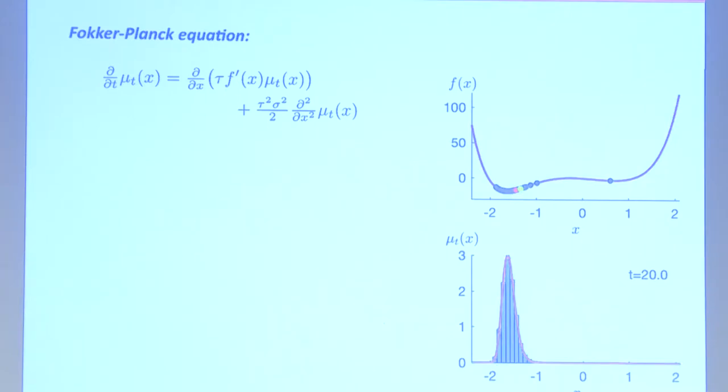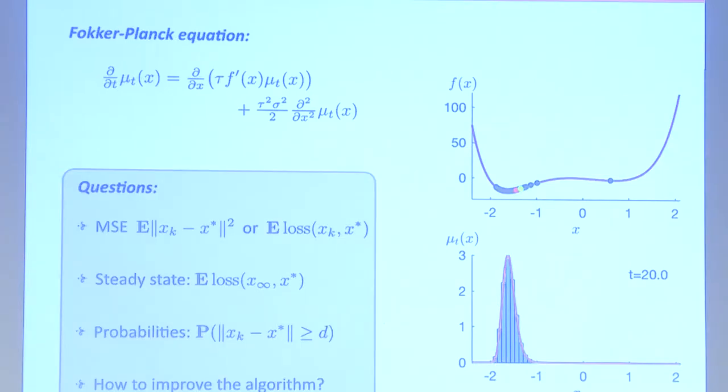Okay. And of course, having this information allows us to analyze this algorithm at very, very detailed levels. For example, we can know what the MSE, mean squared error, of the estimate is at any given step k. We can consider, instead of L2 loss, arbitrary loss functions, steady state loss, or the probability question: what is the probability that we are away from the global minima after running this algorithm k steps? All of these questions can be answered by looking at the solution of this Fokker-Planck equation, which, again, only involves one spatial dimension and one time dimension, so we can easily solve it numerically. And once we have very detailed information about the performance, we can also turn around and ask the question, how do we improve this algorithm, right?